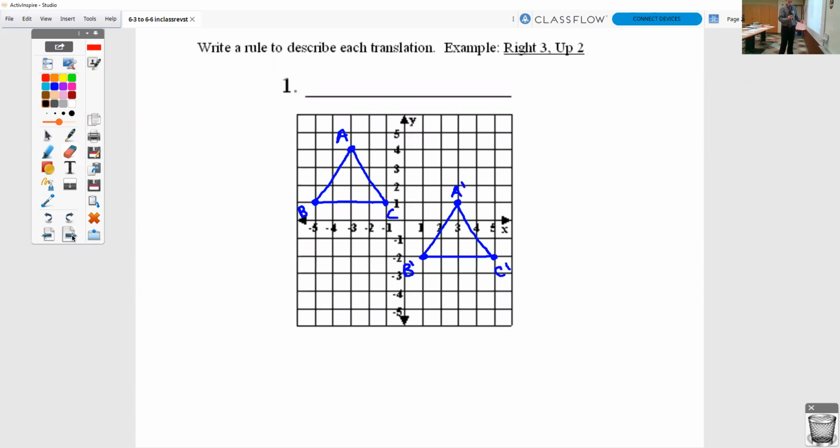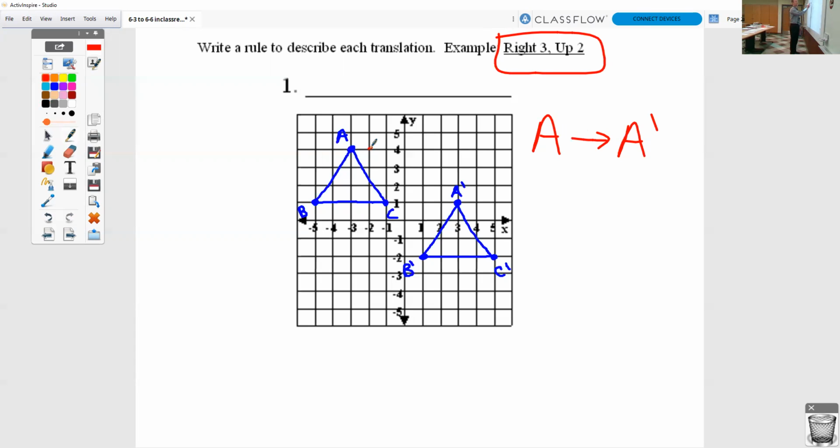The first couple of questions all involve translations. Remember that a translation slides a picture. We're looking to see what the rule is. So you want to say how many do you go left or right, and then how many you go up or down. So remember that you always go from the letter to the same letter prime. So from A to A prime.